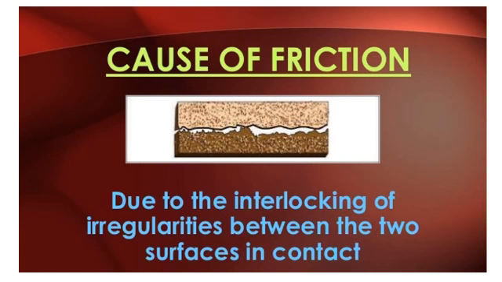Now students, we will discuss causes of friction. Why does friction take place? Friction takes place due to the interlocking of irregularities between the two surfaces in contact. We can say friction is produced due to the rough surface, or due to interlocking of irregularities between two surfaces in contact. You can see in this picture, here you can see these things create friction. So friction is produced due to interlocking of irregularities between two surfaces in contact.